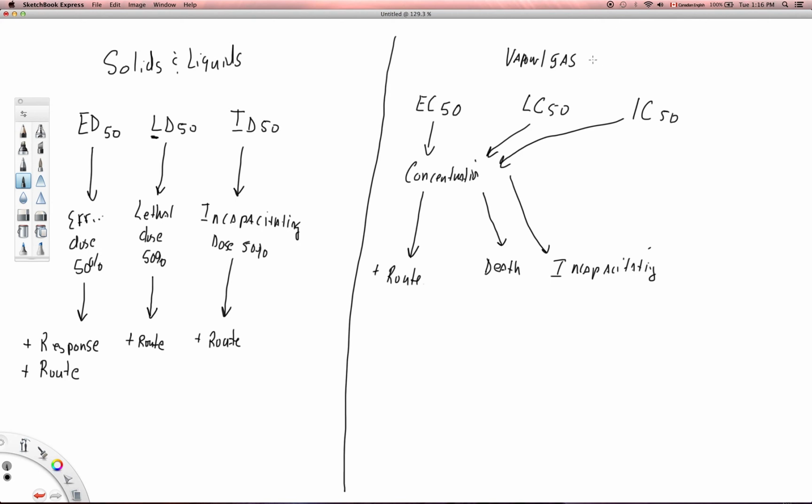And it really just has to do with a concentration versus a dose, or versus just a pure mass. You're talking about a concentration.